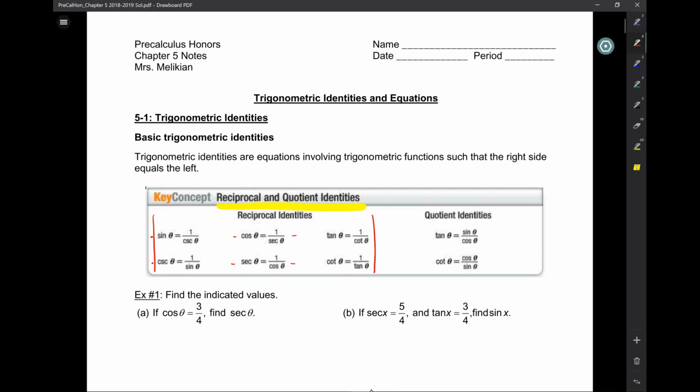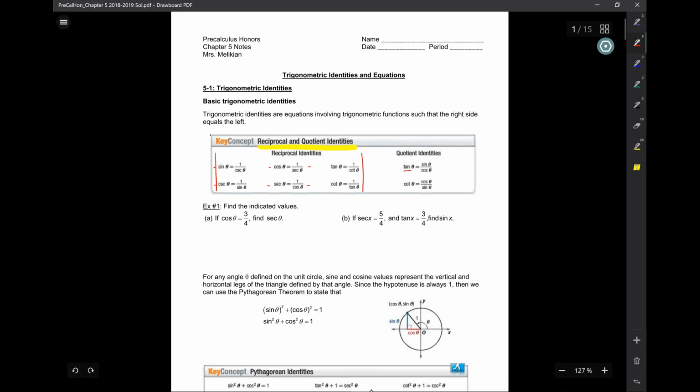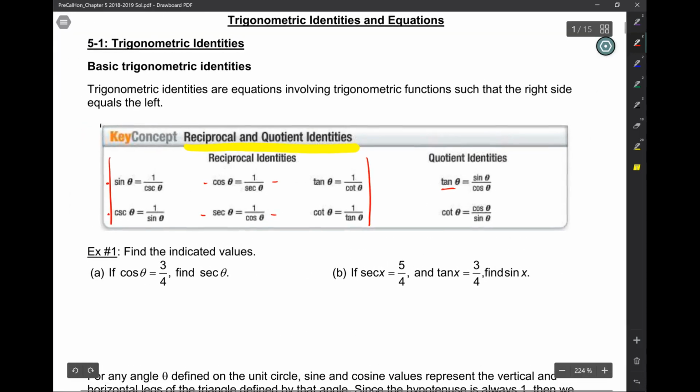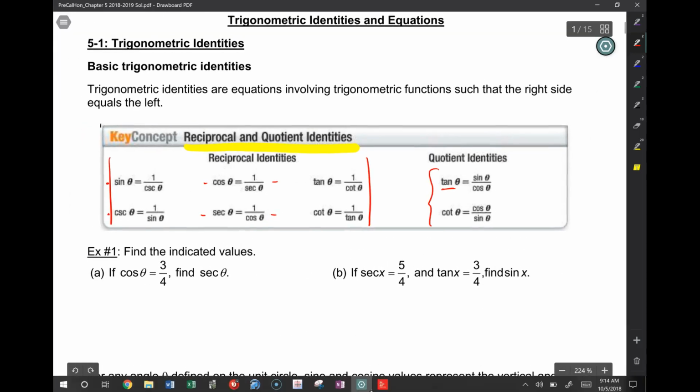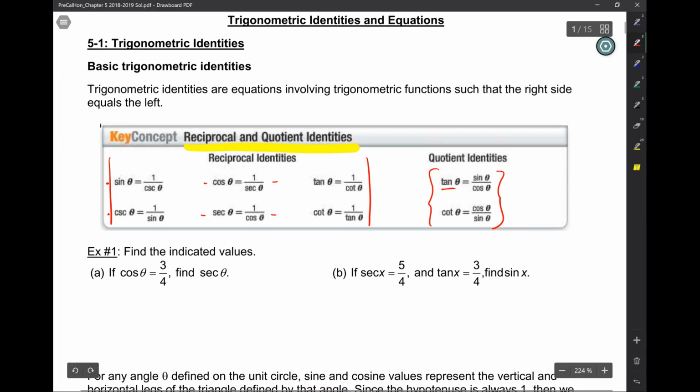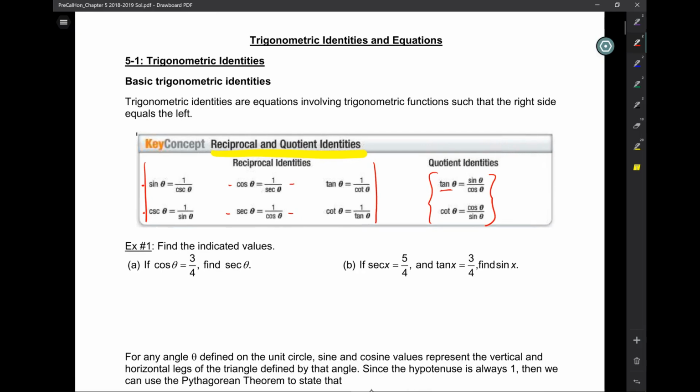Then we have quotient identities, and these are what happens when you divide two trig functions. So when I divide sine by cosine, that is a tangent, right? When I divide cosine by sine, that is a cotangent. These are extremely important, okay? Because they show up all the time. So if you remember, what did we say before?